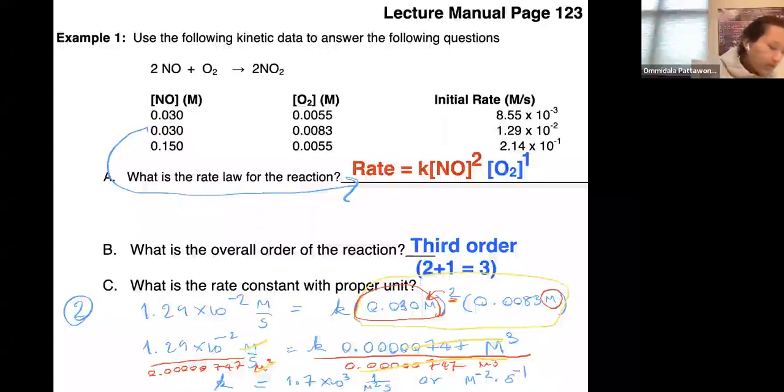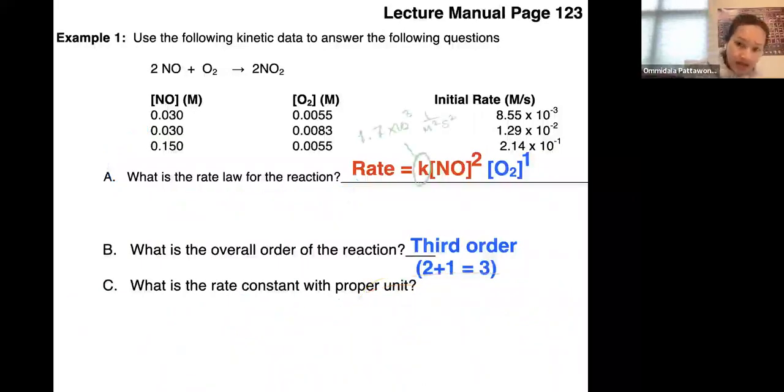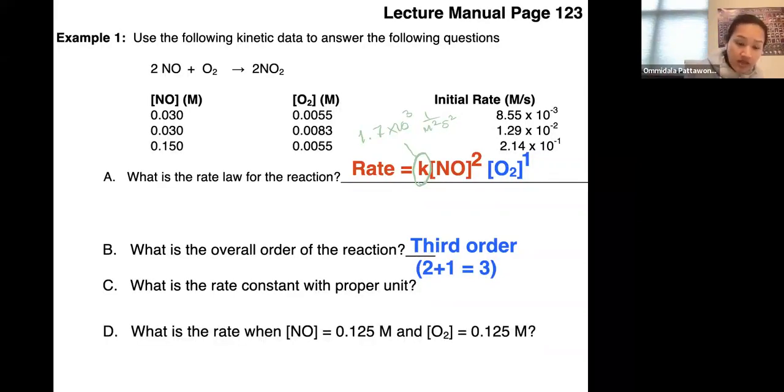Okay. This big value of K, which is 1,000 here, tells us that this reaction occurs pretty fast in comparison to the first one that we saw previously. Now we know the rate constant K, and we know the reaction order with respect to each reactant. Therefore, we should be able to find the rate for other conditions as well, for example in D right here.